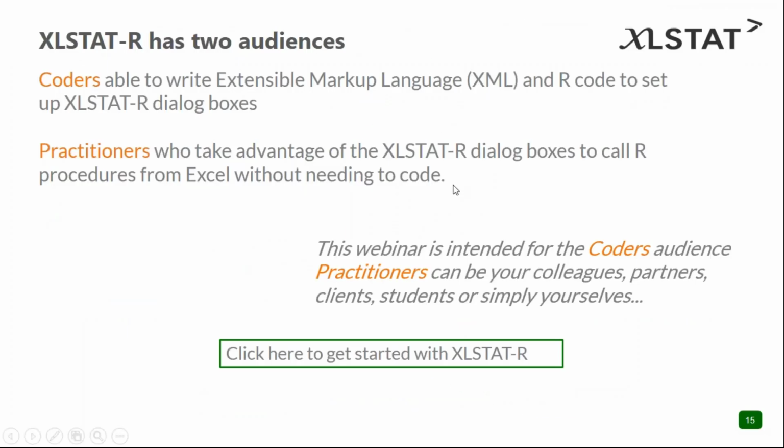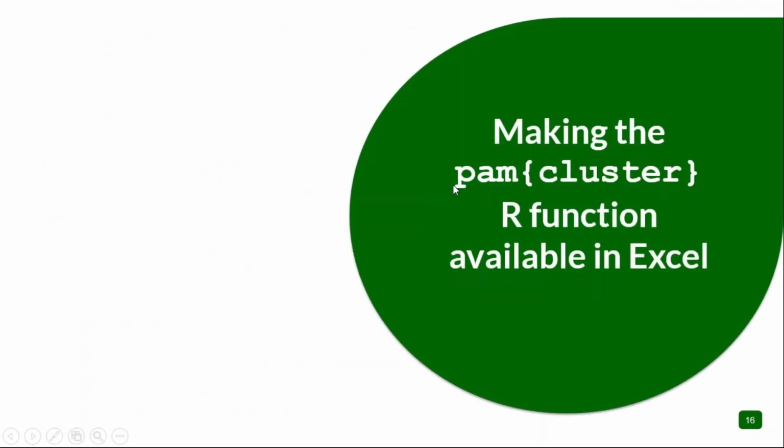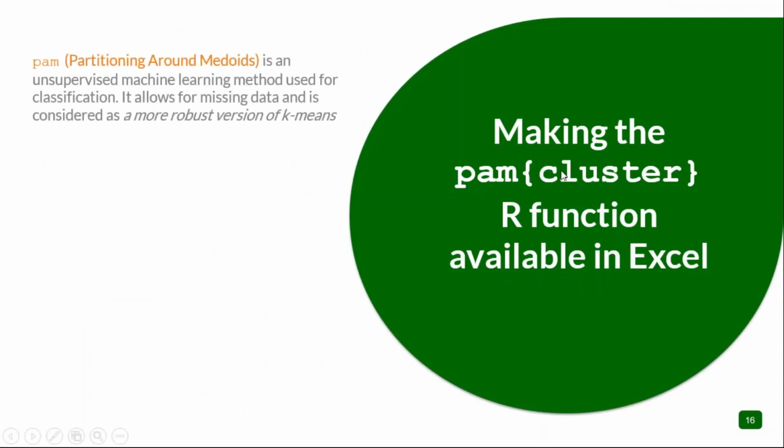So what's our goal today? We want to make the PAM, or partitioning around medoids, R function available in Excel. So PAM is part of the cluster package. It's an unsupervised machine learning method used for classification.